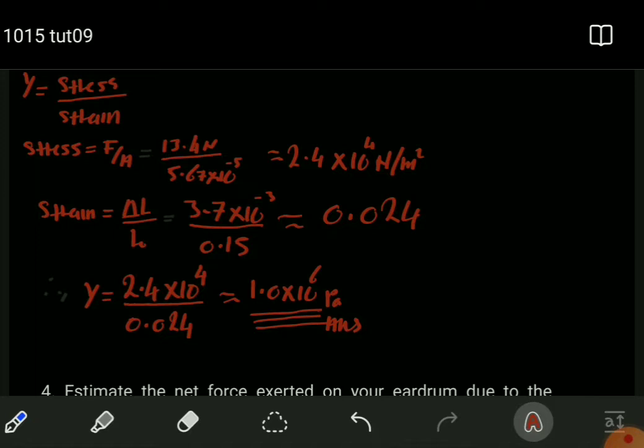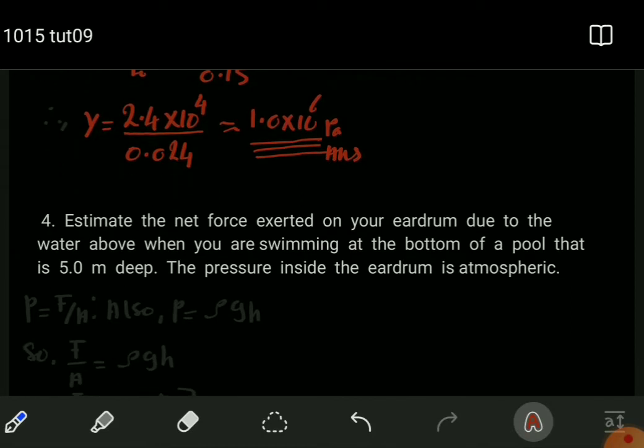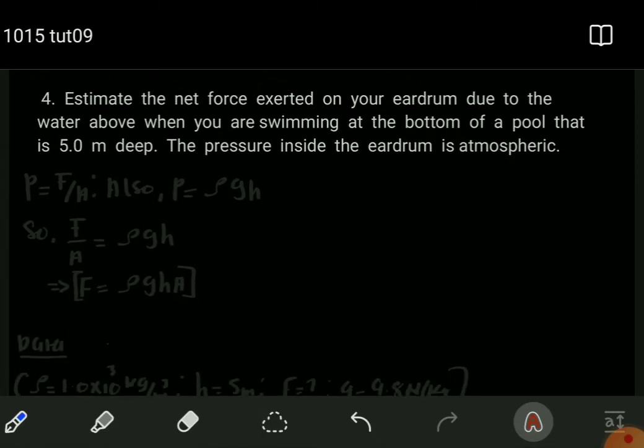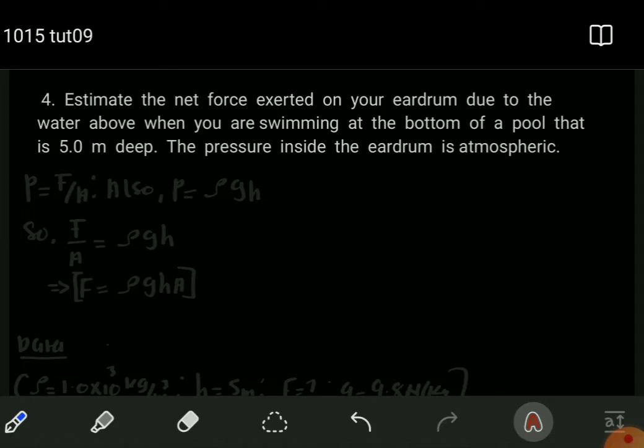Then we move ahead to question 4. Question 4 here is just a matter of estimating the area of your eardrum. Nothing special. Estimate the net force exerted on your eardrum due to the water above when you're swimming at the bottom of a pool that is 5 meters deep. The pressure inside the eardrum is atmospheric. So we want to find the force that is exerted on your eardrum as you swim in a pool that is 5 meters deep.